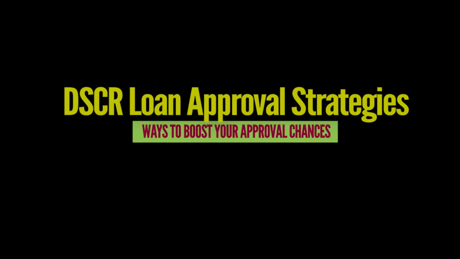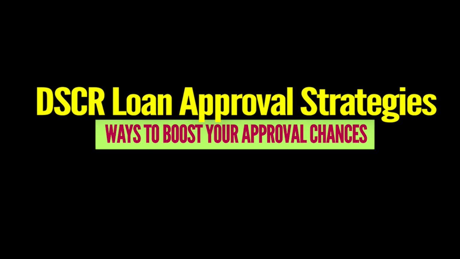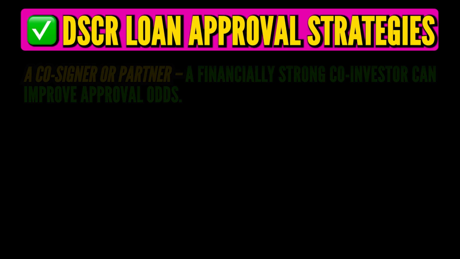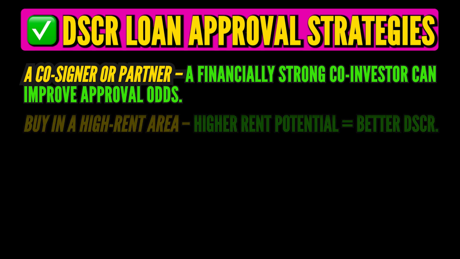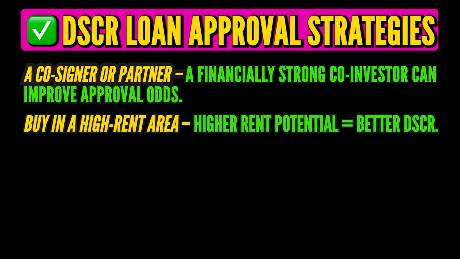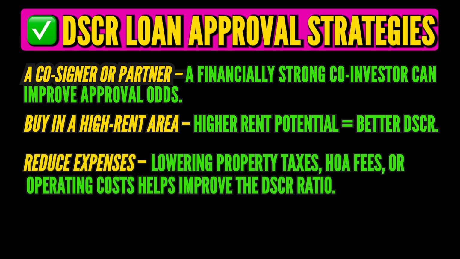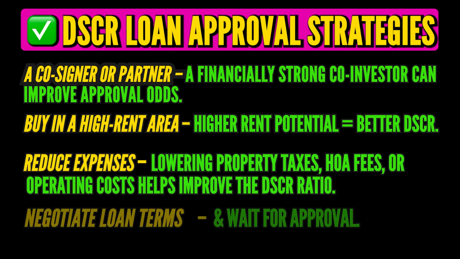DSCR loan approval strategies. Even if you don't meet every requirement, there are ways to boost your approval chances. Use a cosigner or partner. If your DSCR is too low, adding a financially strong co-investor can improve your approval odds. Buy in a high rent area. Higher rent potential equals better DSCR. Reduce expenses. Lowering property taxes, HOA fees, or operating costs helps improve the DSCR ratio. Negotiate loan terms. Some lenders allow interest-only payments for the first few years, making it easier to qualify.